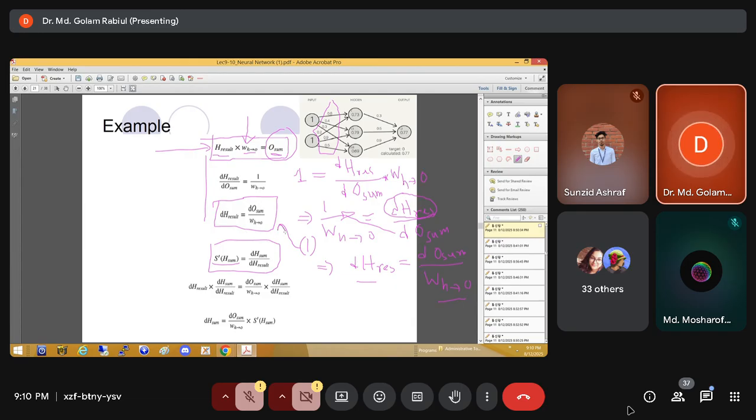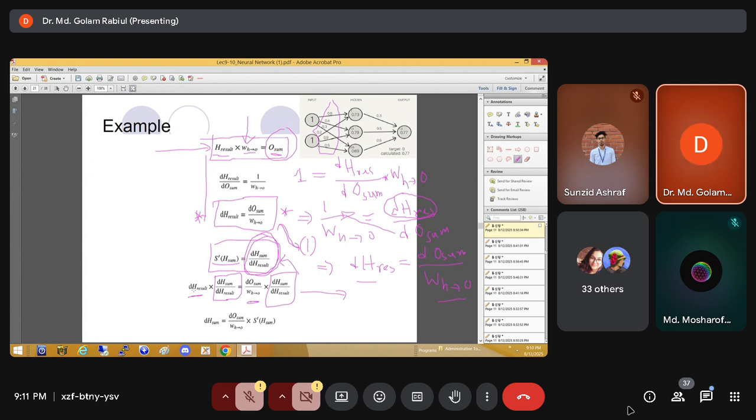Now this is equation number 1, which we have already got. We can multiply both sides of this equation by delta hidden sum by delta hidden results. So on the left hand side and the right hand side, we multiply both by delta hidden sum by delta hidden results. The right side has delta output sum by WHO. So what will we get? We will get this equation.